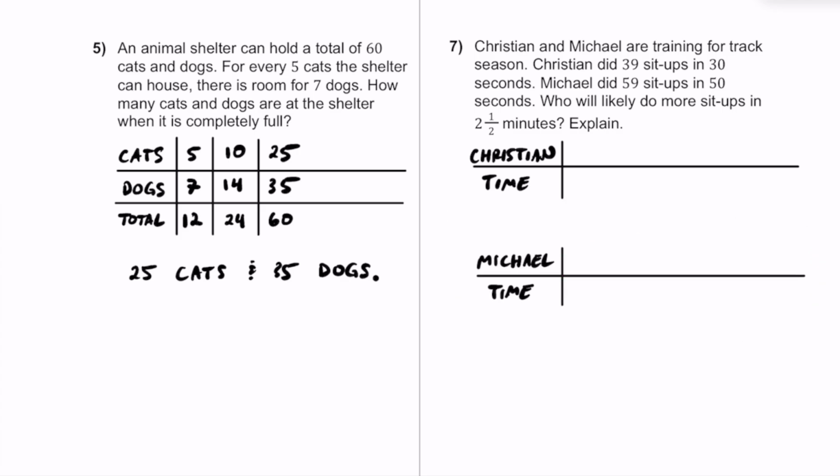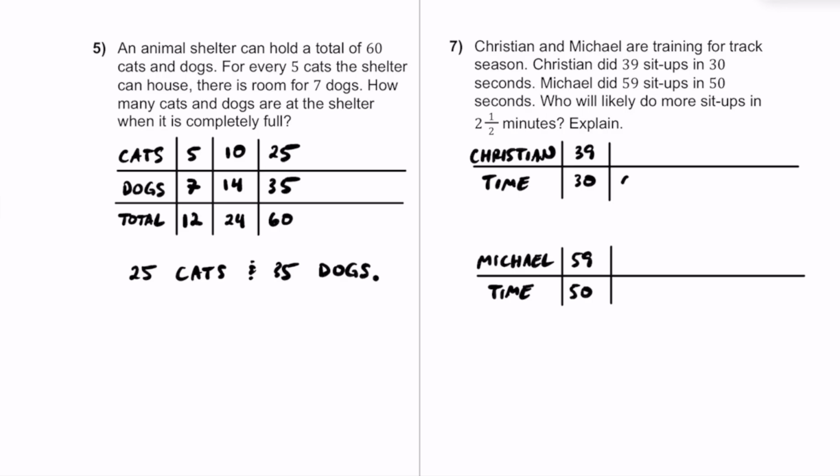So what do we know initially? We know Christian did 39 sit-ups in 30 seconds. So 39, and that's in 30 seconds. And for Michael, what do we know? Michael did 59 in 50 seconds. So he did more, but he also had some more time, right? Let's go ahead and make another column here. And let's see, we need to compare them at 2.5 minutes. Right now, they don't have the same amount of time here. So let's see if we can get to 2.5 minutes here.